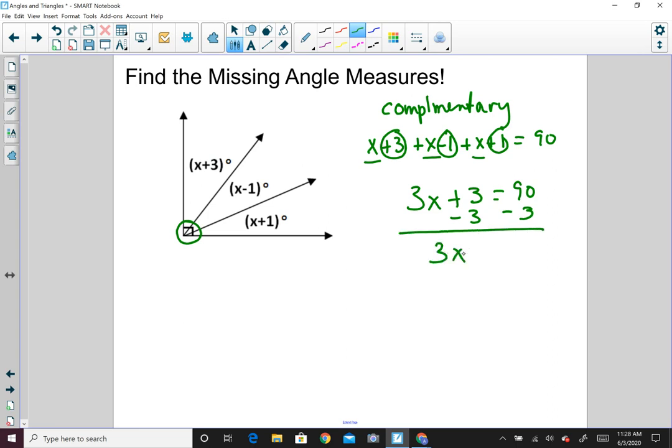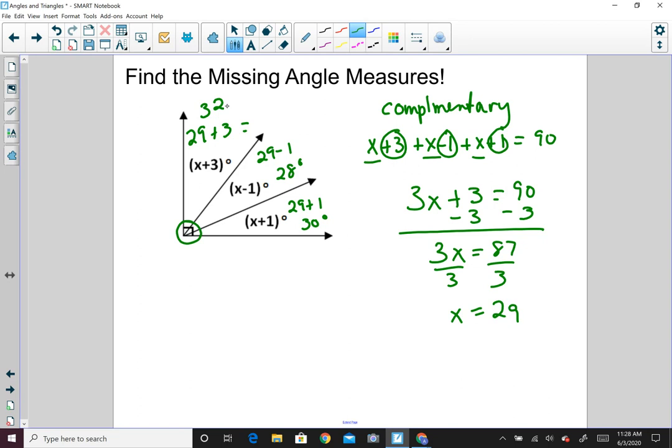And I get 3x equals 87. Divide both sides by 3. x turns out to be 29. So if I plug that in, this is 29 plus 1. So this is 30 degrees. This is 29 minus 1. So this is 28 degrees. And this is 29 plus 3. So if I do 29 plus 3, I get 32 degrees. I found all 3 angle measures.